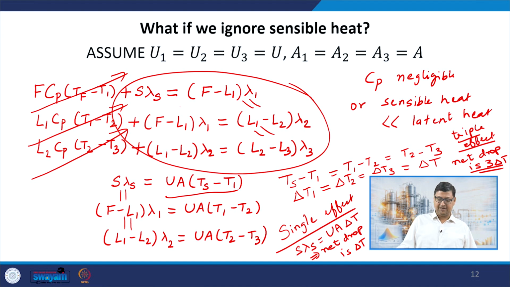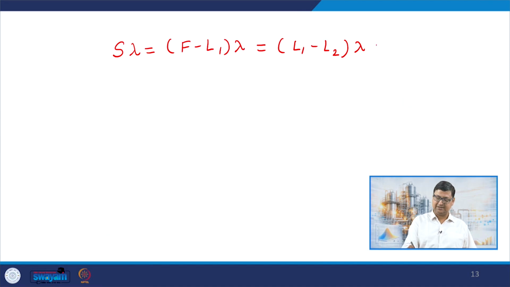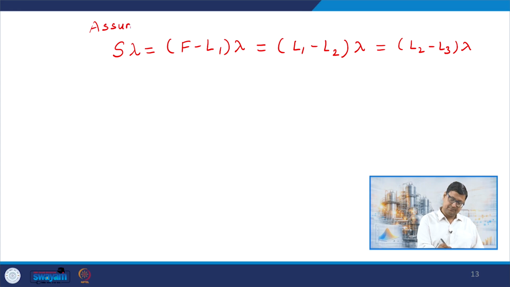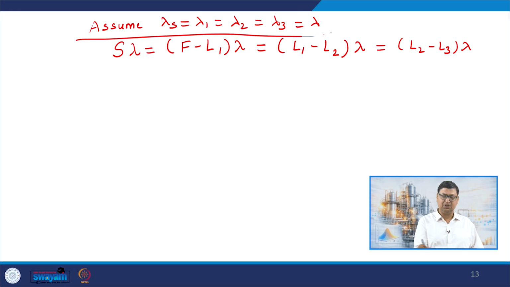That is what we got from here, and that is also equal to L2 minus L3 lambda, right. So, assuming that lambda s is equal to lambda 1 is equal to lambda 2 is equal to lambda 3 is equal to lambda, it is not generally true. Latent heat will depend on temperature, but just for the sake of argument, just like we assume that the heat capacity is constant, let us also assume that the latent heat is constant, and then we will get this, right.